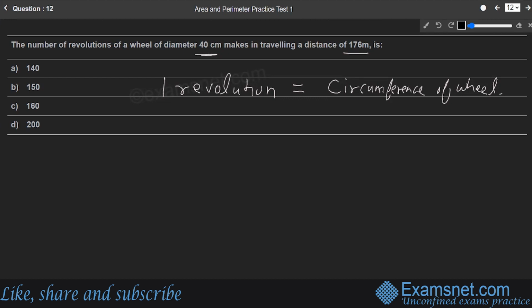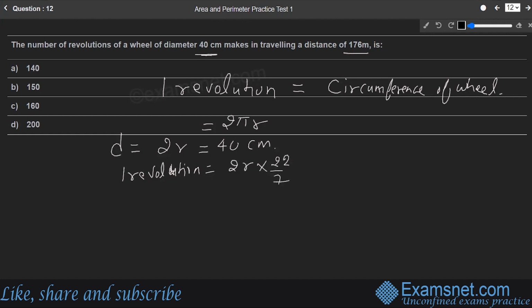So clearly we need to find the distance covered in one revolution, that is the circumference. The circumference is given as 2 pi r. Here the diameter d is equal to 2r, which is given as 40 centimeter. So the distance covered in one revolution is 2 pi r, that is 2r into 22 by 7, and 2r is already 40, so it is 40 into 22 by 7 centimeter.